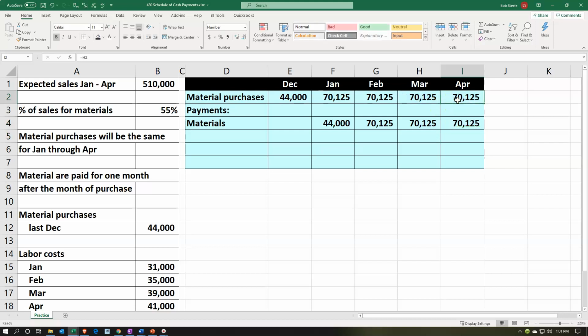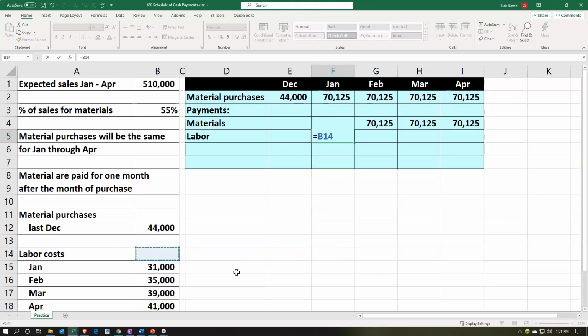What about that one? That one's kind of left out to hang. Well, we're not going to pay that until the following month in May, which isn't part of our worksheet here. And then we've got the labor. The labor, we're going to assume that we actually paid in the month that they were incurred, or these are the actual payments that were given down here. So we're just going to pick those up as they are.